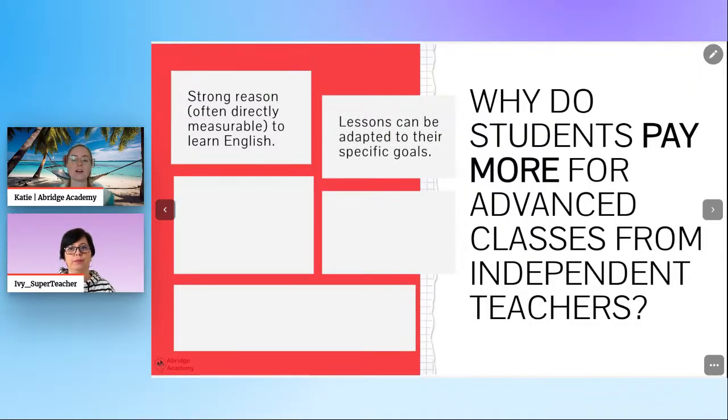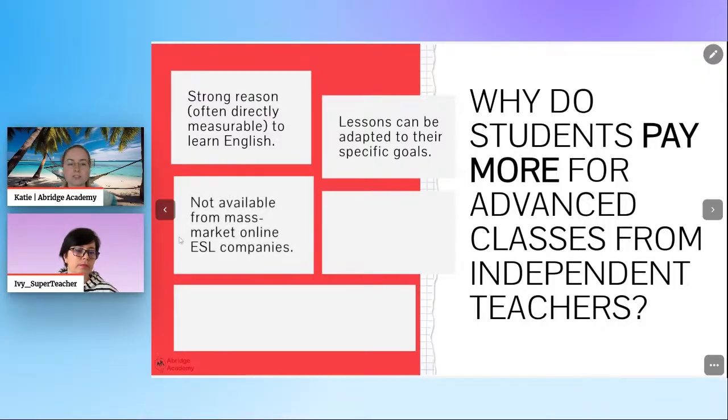We also talked a lot about adapting around their specific goals. That's something particularly unique to independent teachers that students can't get from a mass market online company. Some of those big companies do have curriculum and classes for more advanced students, but it's still quite generic. Whereas as an independent teacher, you can be a lot more specific and customize things around them. These are things that are not available from mass market companies.